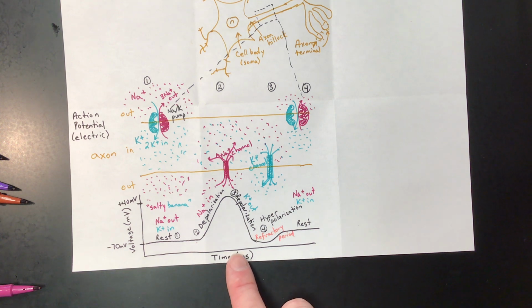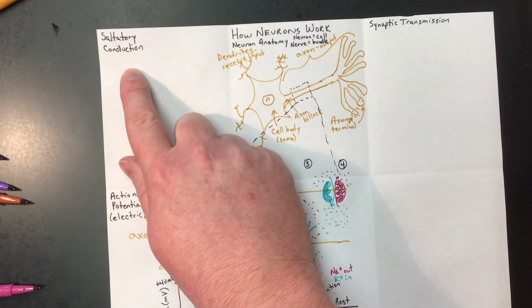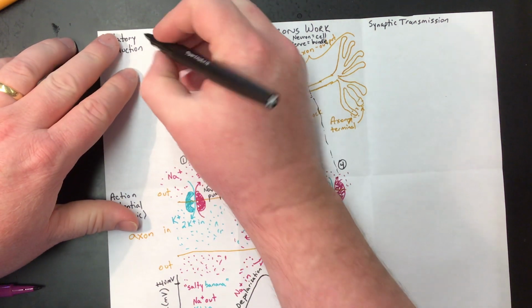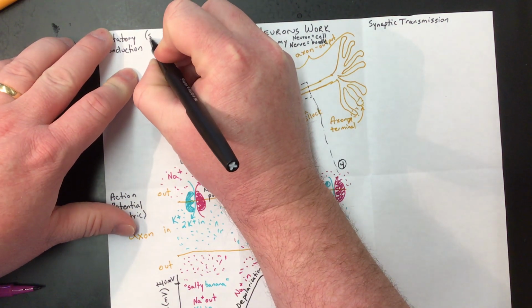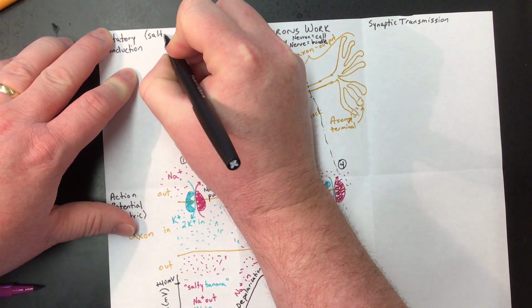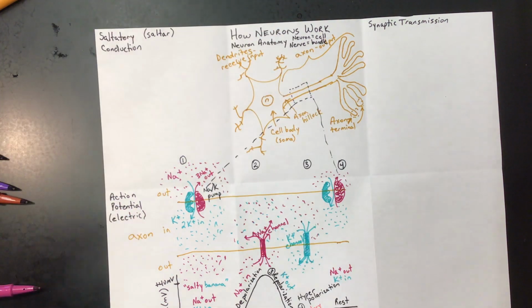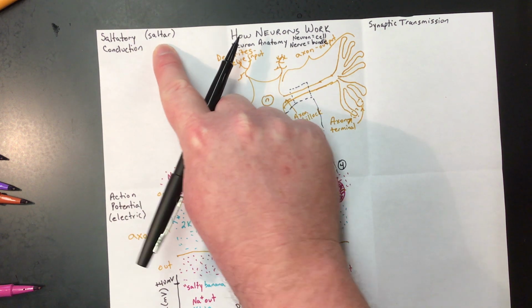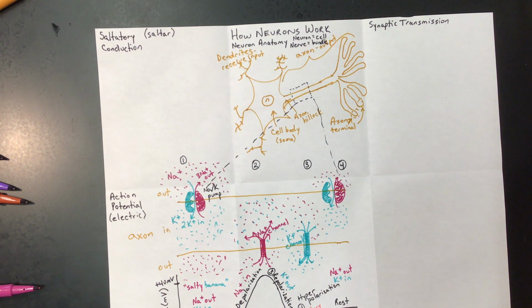Now, even though this happens in a matter of milliseconds, action potentials can happen even faster using a technique called saltatory conduction. Now, if you speak Spanish, you might know the word saltar, which means to leap, and saltatory conduction comes from the same word root as saltar.